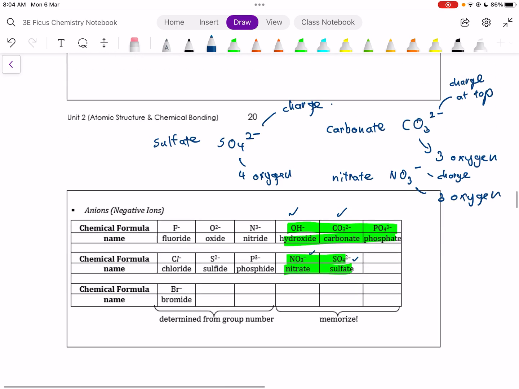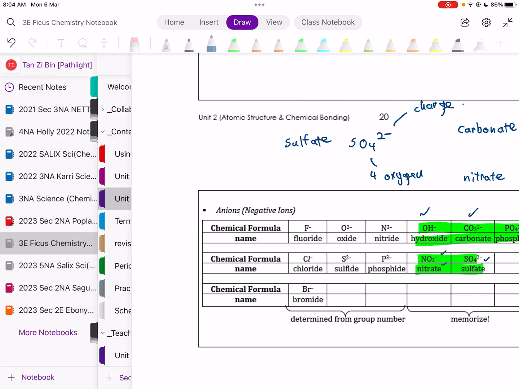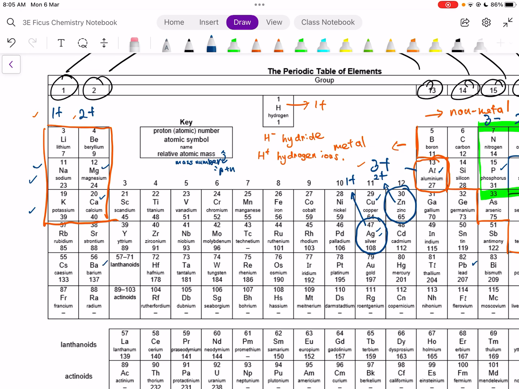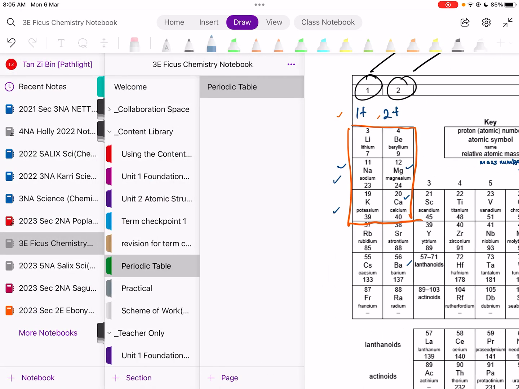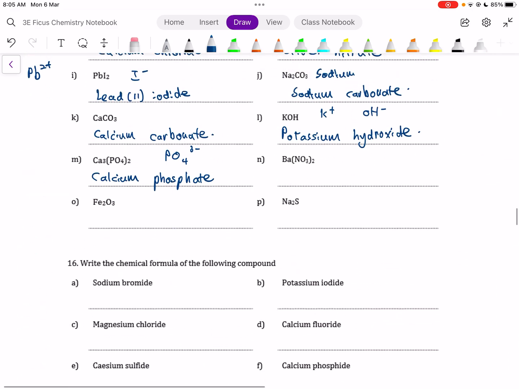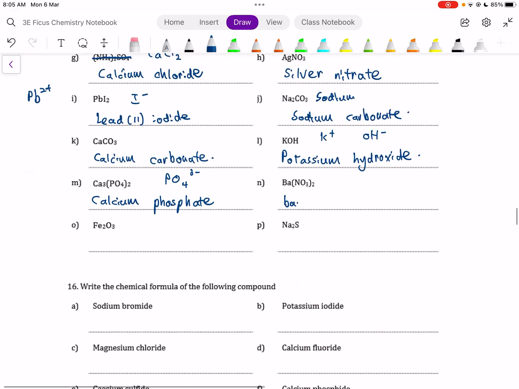Barium is from the periodic table, barium is over here, also in group 2. Nitrate is down here. So back here I have barium nitrate.